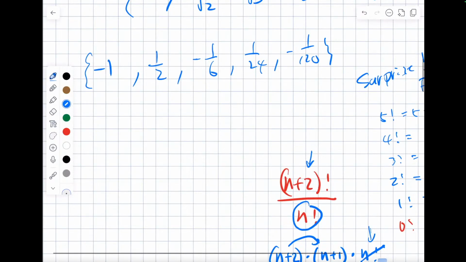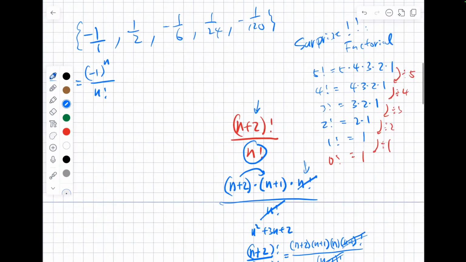All right. So on the bottom is 1, 2, 3, 4, 5. So it's going to be n factorial. Is that okay? And on the top, it's going to be negative 1 to the n or n plus 1 to the n. All right. Is that okay? Okay, that's it. So it's not that hard. It's just different. Okay. Let's talk about another type of sequence.